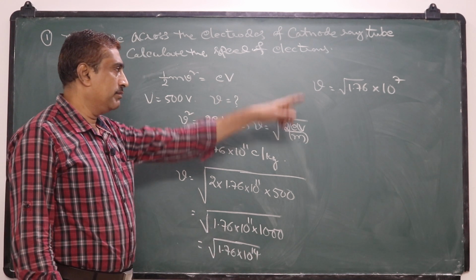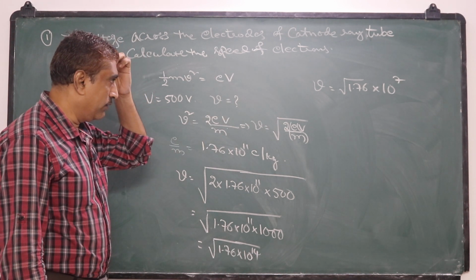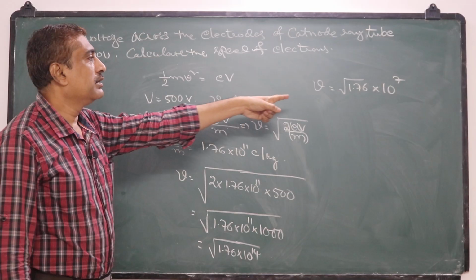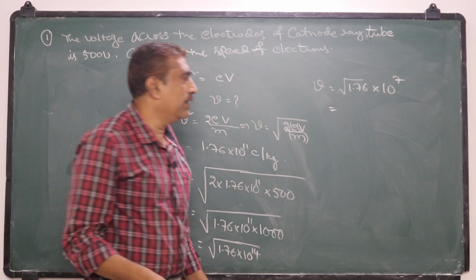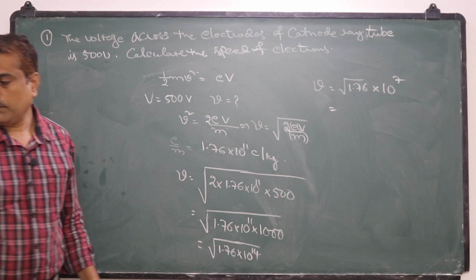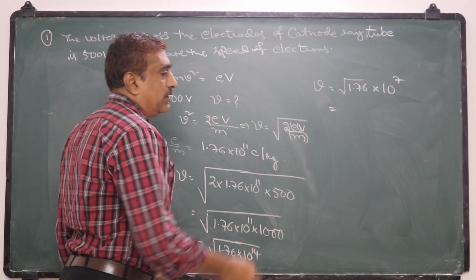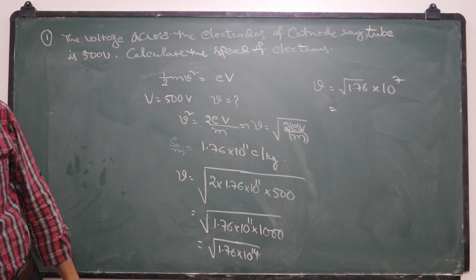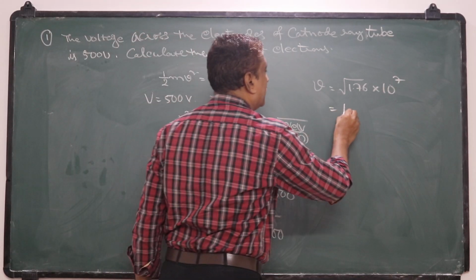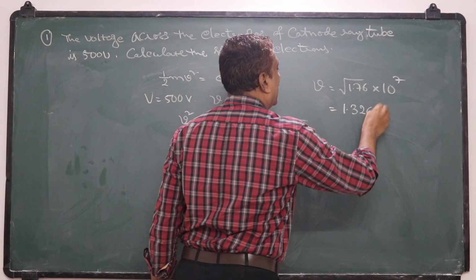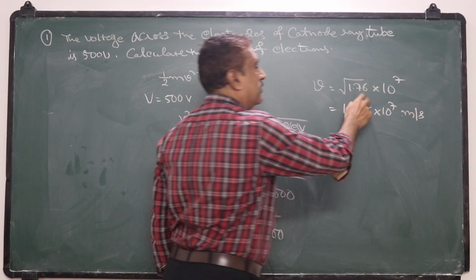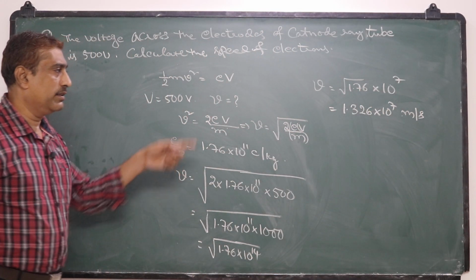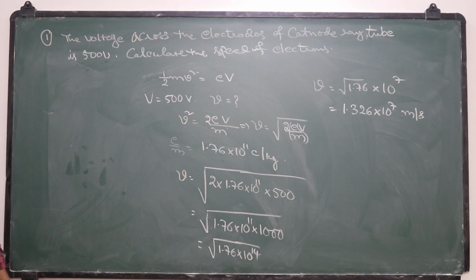Square root of 10 to the power 14 is 10 to the power 7. So we get this equation. So now we can use the calculator. This one we get as 1.326 into 10 to the power 7 meter per second. So you calculate it through calculator.